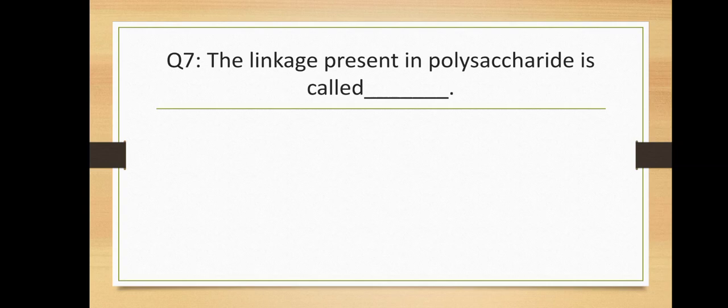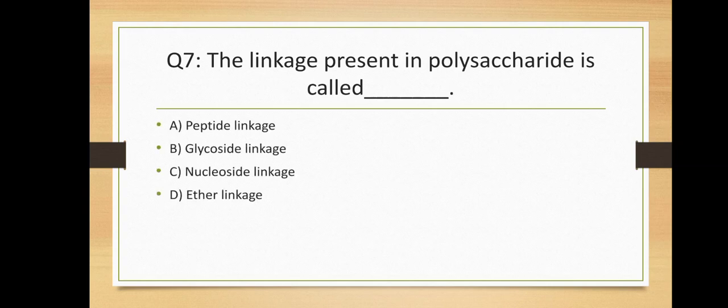Next one, question number 7. The linkage present in polysaccharide is called blank. Means the bonds present in the polysaccharide is blank. And the options are option A, peptide linkage, option B, glycosidic linkage, option C, nucleoside linkage, and option D, ether linkage. So the correct answer of this question is option B, glycosidic linkage.